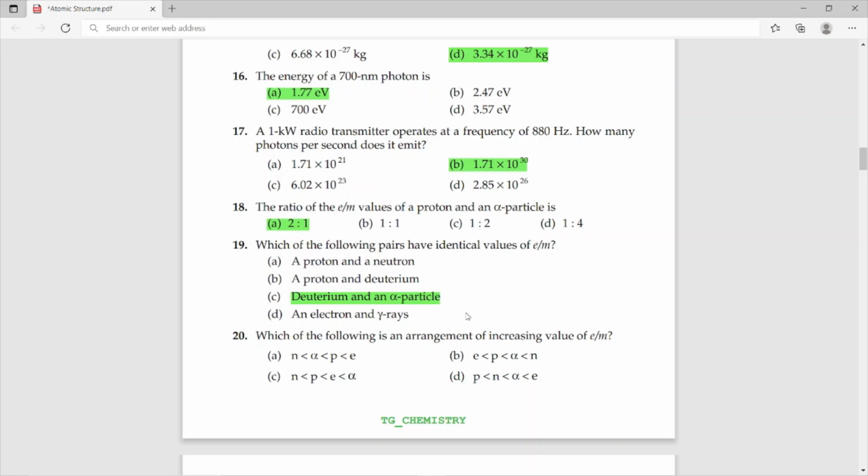20th question is, which of the following is an arrangement of increasing value of e/m? So the right answer is option A, neutron < alpha particle < proton < electron. So this is the right sequence, or the order, of increasing value of e/m. So this was the 20th question.